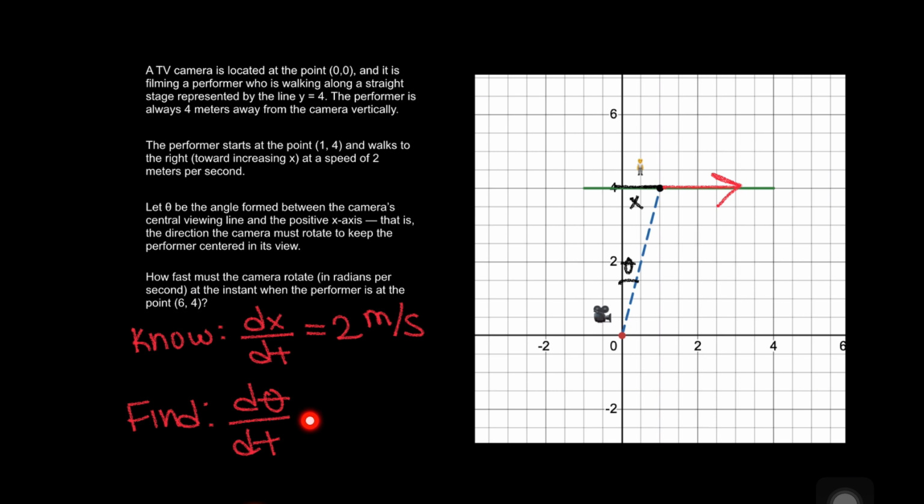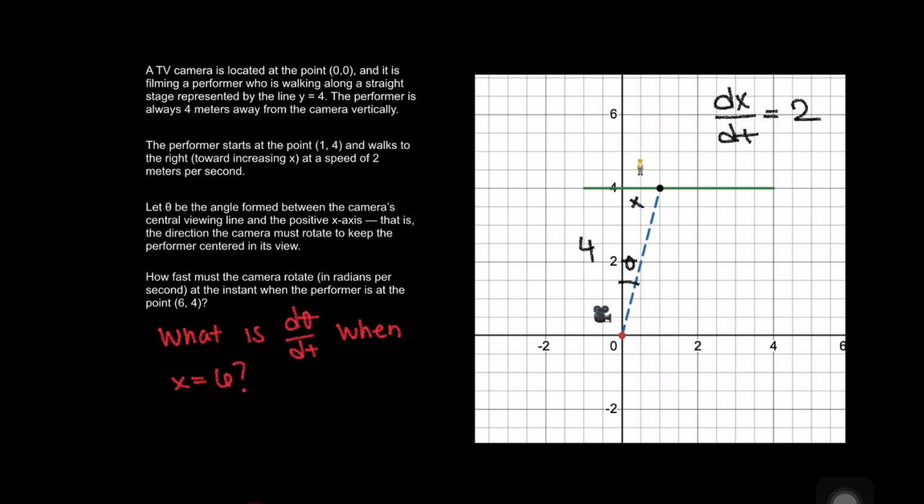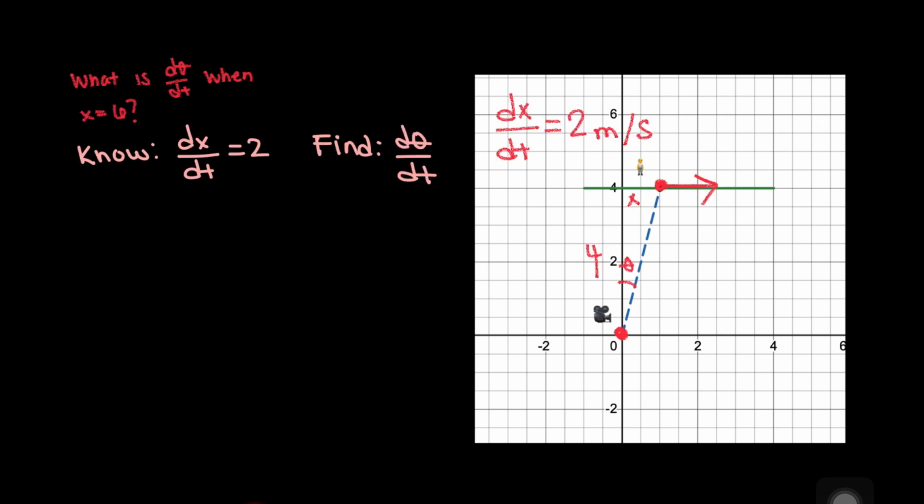I'm trying to find d theta/dt. So I know dx/dt, I want to find d theta/dt, and I want to find d theta/dt when that person is at the point 6, 4. So when x is 6. So when they're all the way over here, I guess right there at the edge, x equals 6. Okay, so again, we want to know what is d theta/dt when x is 6, and we're told dx/dt is 2. All right, so that is the problem we're trying to solve.